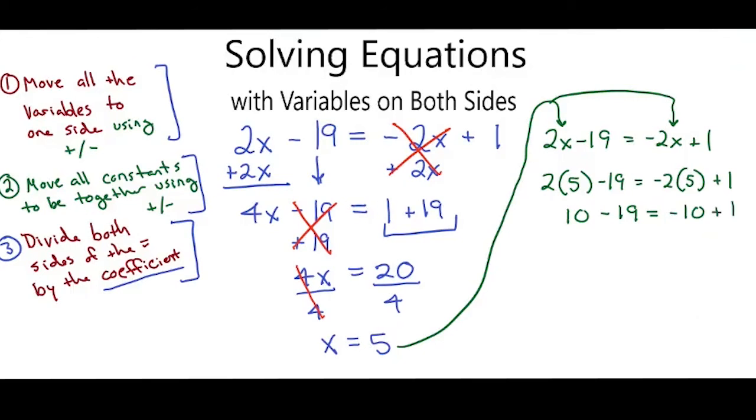So I will do 2 times 5, which is 10, minus 19 equals, well, negative 2 times 5 is negative 10 plus 1, right? Now I'll do 10 minus 19. 10 minus 19 is negative 9 equals, and then I will do negative 10 plus 1. Negative 10 plus 1 is negative 9. Check. So that works. That means our final answer is x equals 5. And that is how you solve equations with variables on both sides.